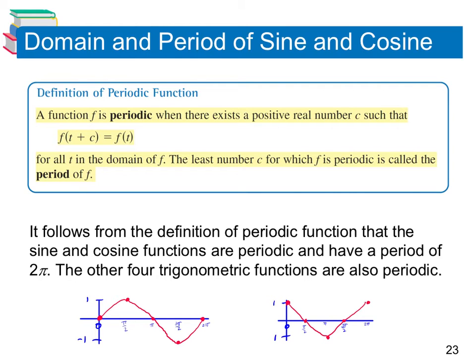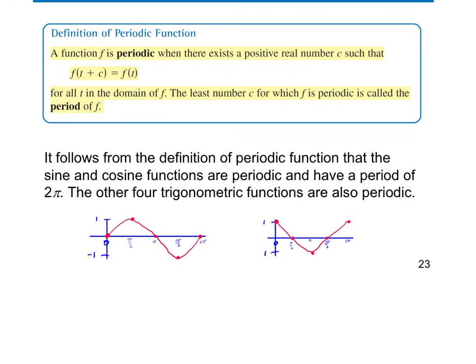Next, we have the definition of periodic function. A function f is periodic when there exists a positive real number c such that f of t plus c is equal to f of t. So we're just talking about different periods here. So this right here is the graph for sine. This is one period here.